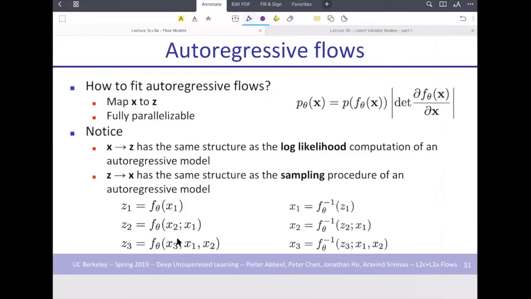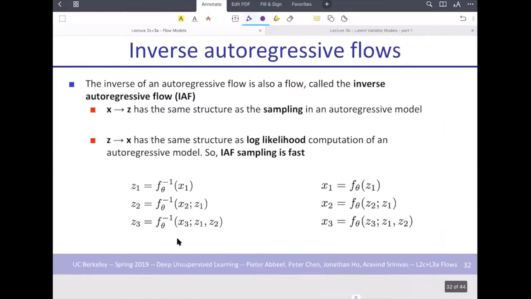So this part is fast, and this part is slow, which is summarized in the next slide. And then what we can think of is the inverse, because flows are invertible, so we can invert it. So the opposite sort of holds true, right? This part is the one that can be parallelized, and this part is the slow part. That's basically it for this slide.